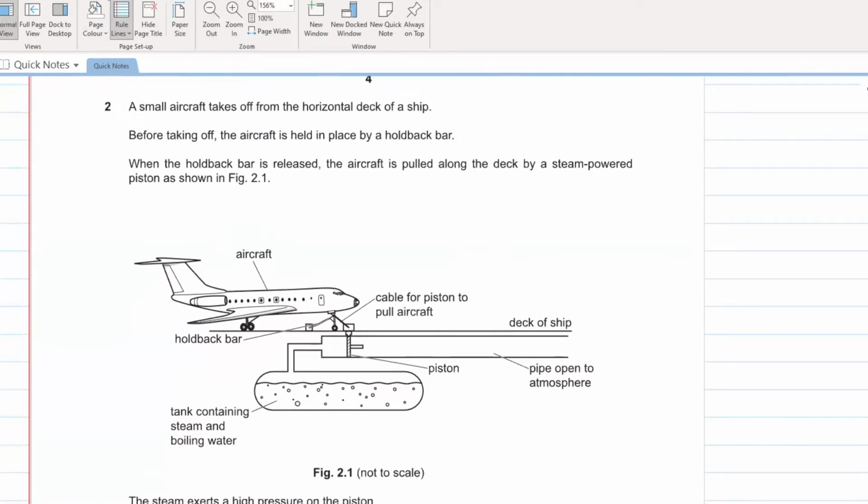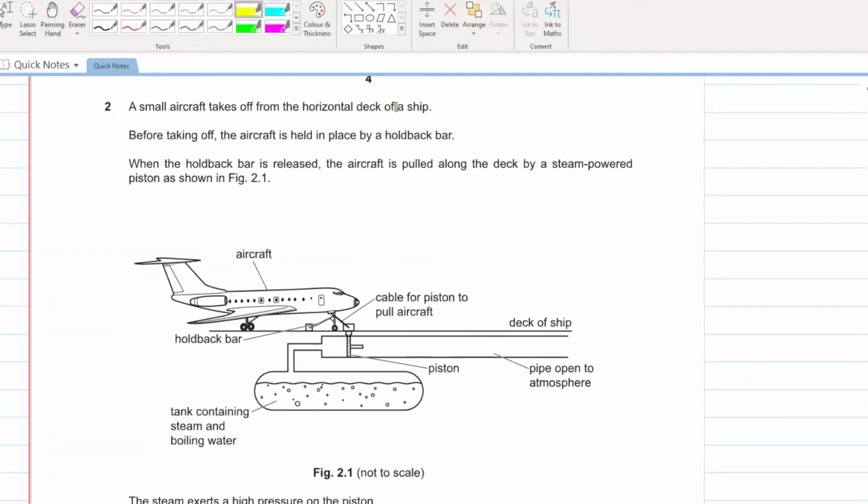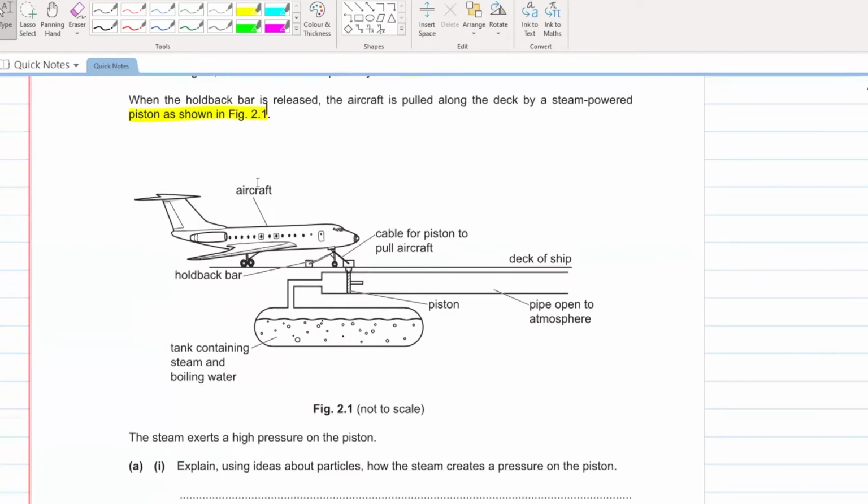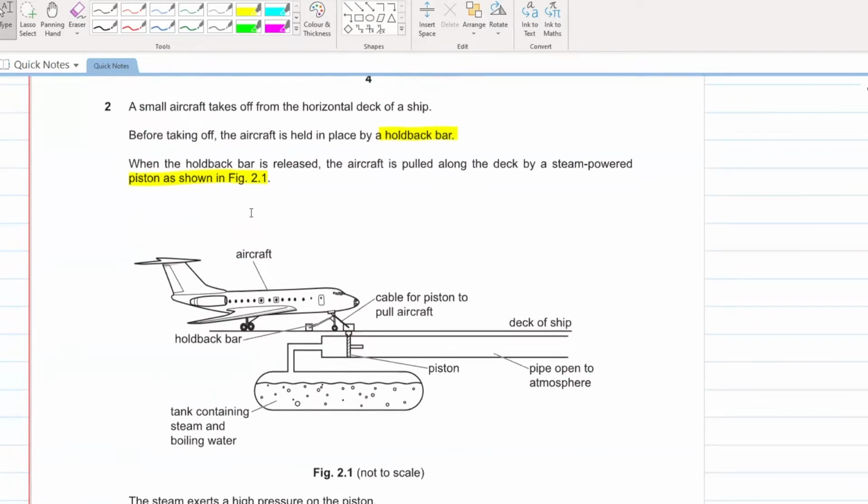Okay, let's see this. A small aircraft takes off from the horizontal deck of a ship. Before taking off, the aircraft is held in place by a holdback bar. So some system is made here. When the holdback bar is released, the aircraft is pulled along the deck by a steam powered piston as shown in figure 2.1. We have a piston here, we have a cable, and we have a deck. Pipe open to atmosphere, tank containing steam and boiling water. We have the holdback bar.